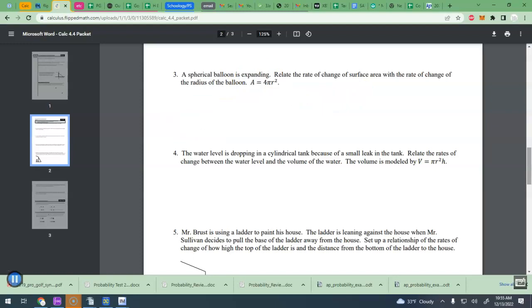Wait, I have a question on number 4. No, it works with cubes too. What's the volume of a cube? No, it doesn't work. Never mind. It's because you got a cylindrical tank, and as the water pours out, the radius of that circle doesn't change.